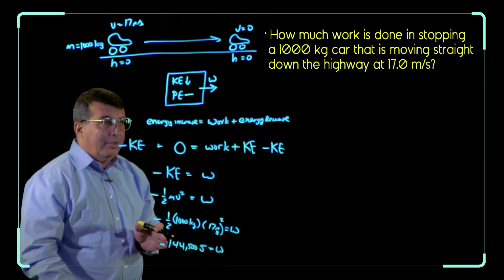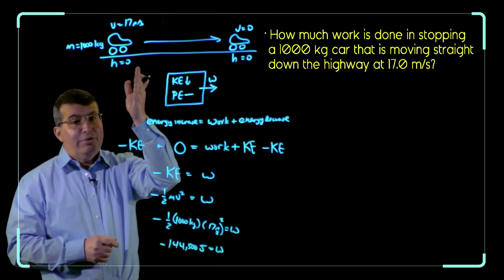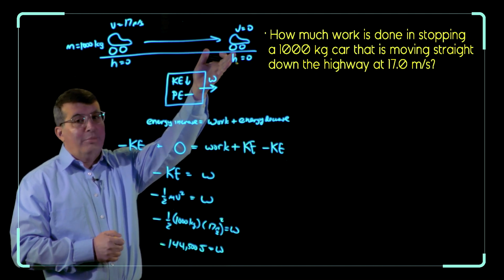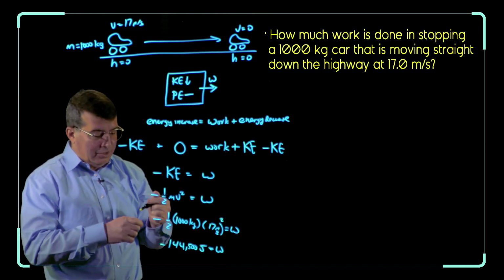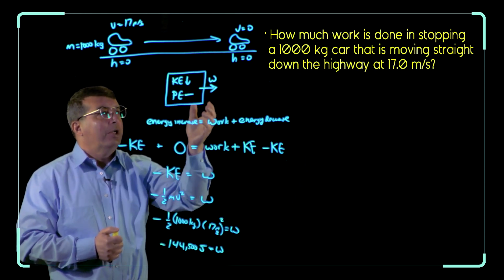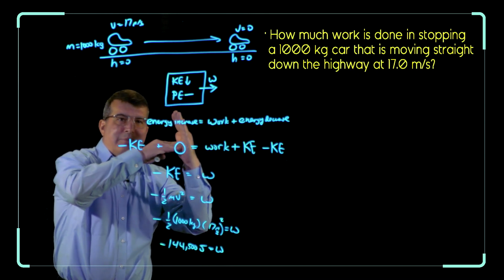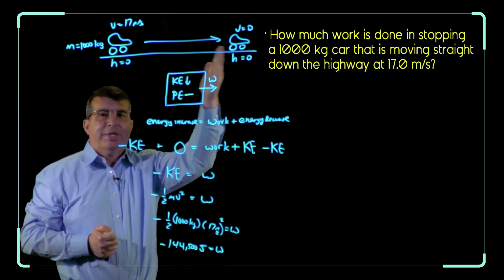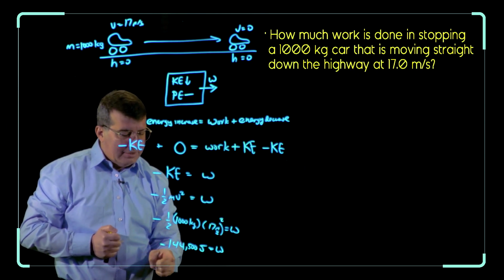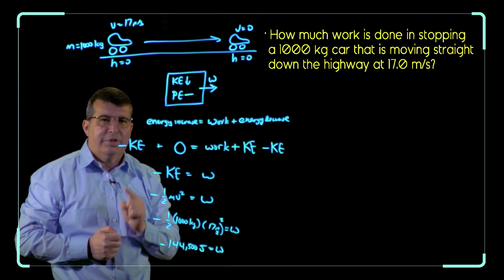And why is it negative? It's negative because something took energy away from that car. The car had kinetic energy to begin with, and then it didn't. And that kinetic energy didn't go into potential energy, so something must have taken that energy away. The car had a net decrease in energy. So it went from having kinetic energy to having no kinetic energy because something did work. Something applied a force opposite the motion to bring that car to rest. Something did negative work on that car. So the amount of negative work was minus 144,500 joules of work.